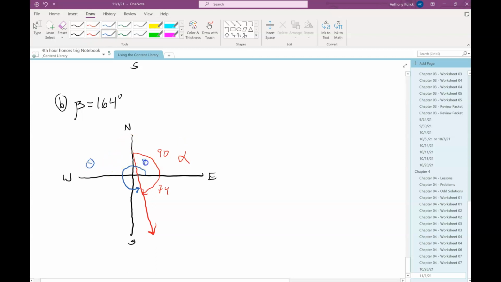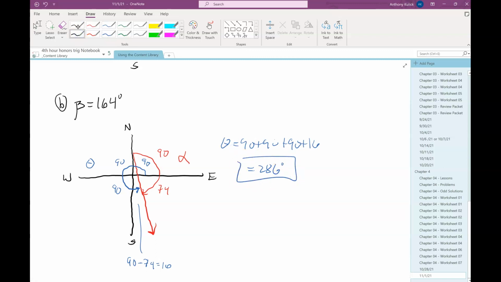So let's see, the standard position angle is 90 for that quadrant, 90 for that quadrant, 90 for that quadrant, plus this little sliver in here. What's that little sliver gotta be? 90 minus 74, or 16. So theta is just gonna be 90 plus 90 plus 90 plus 16. So 286. Is everybody okay with doing that?